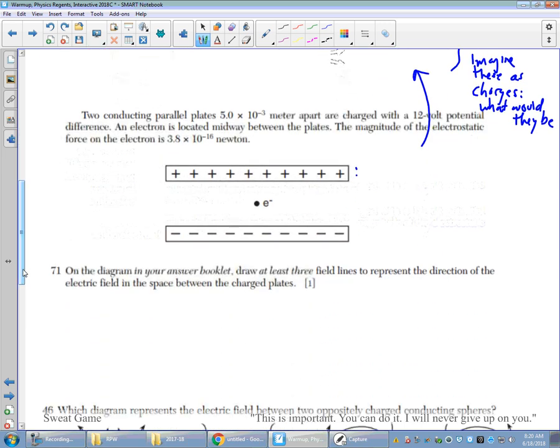Anyway, here's an easy one. Put posi. What would posi do? Away from plus toward minus. Just touch the surfaces. There it is. Often they ask you to do 3 or 4 field lines. Please do exactly what they say. So you're asked, draw at least 3 field lines. Then draw 3. Okay, there it is.